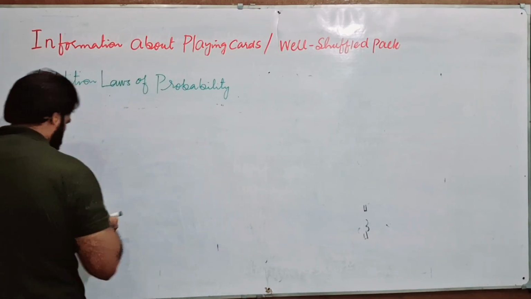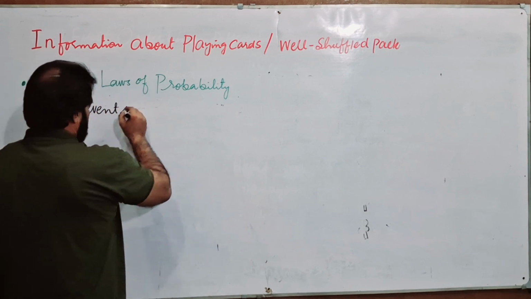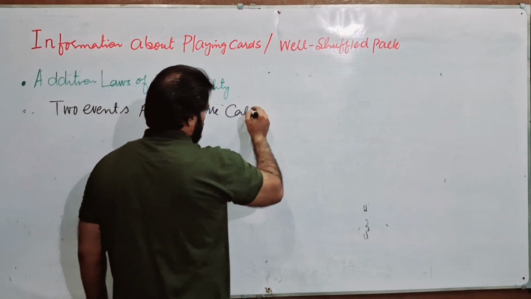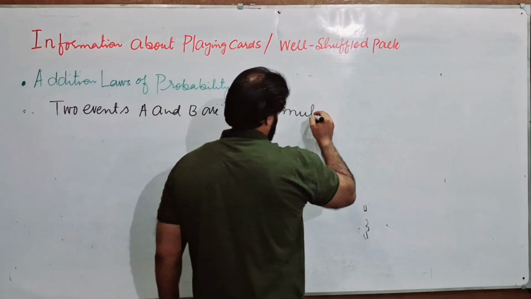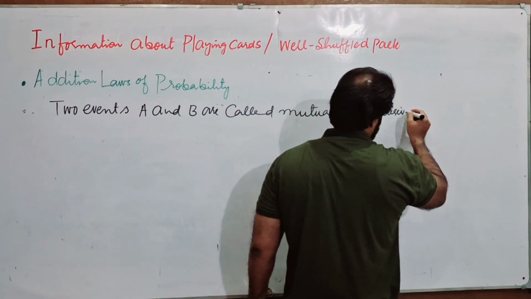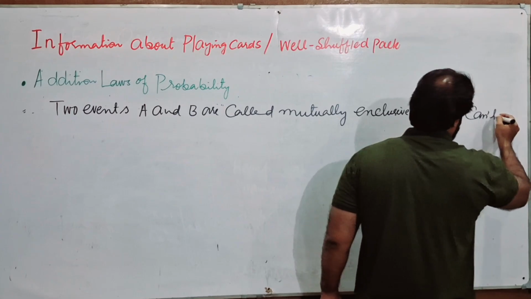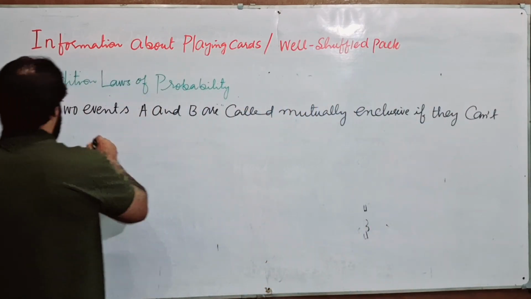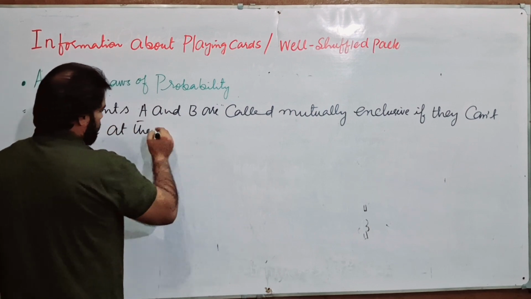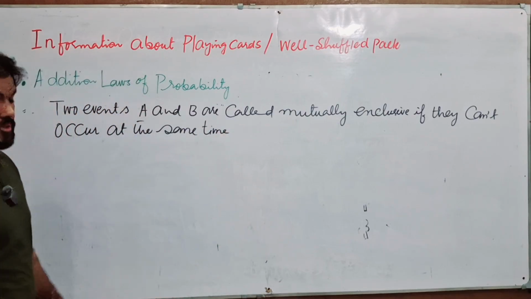Two events, A and B, are called mutually exclusive if they cannot occur at the same time, or you can write, if they cannot occur together.